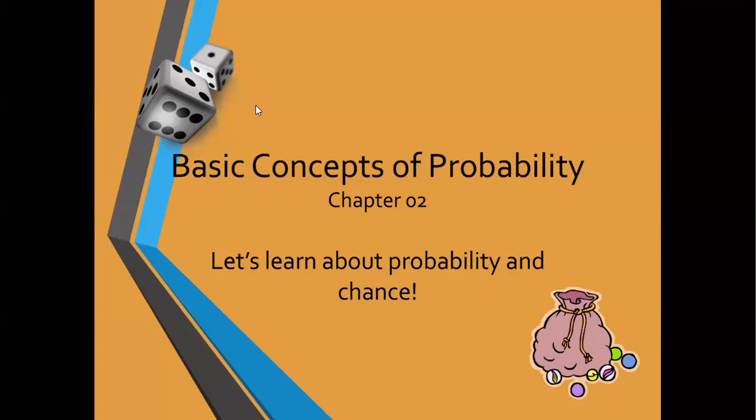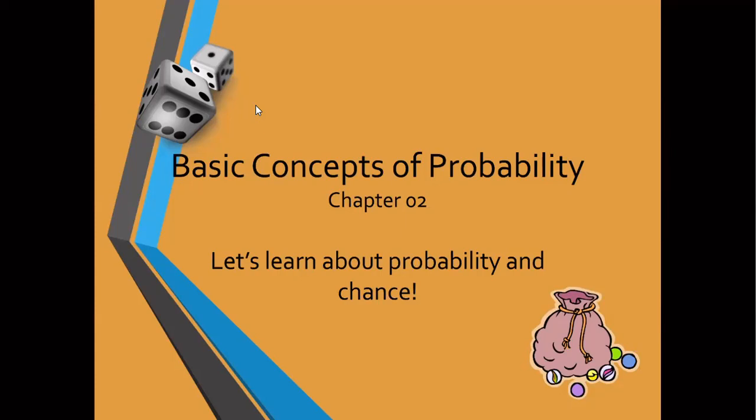Yesterday we started our second chapter, basic concepts of probability. In this chapter, you will learn how to do an experiment and how to list possible outcomes for an experiment, and then how to assign probabilities for events and outcomes. Then you will learn about conditional probability as well.